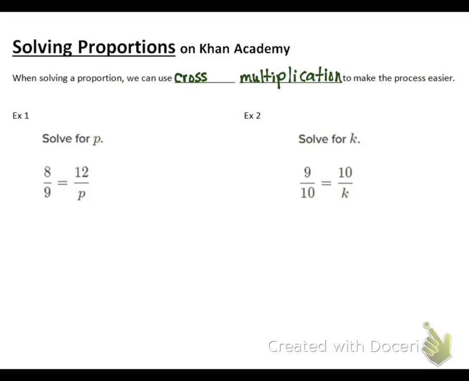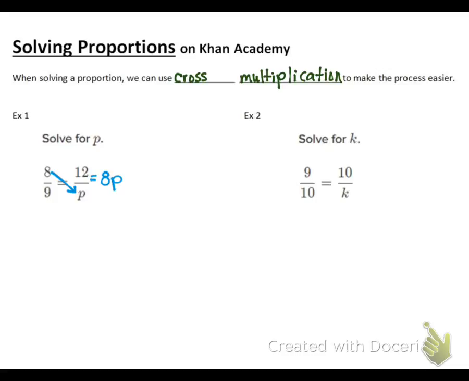So for our first problem, it says solve for p. 8/9 equals 12 over p. We're trying to determine what number value p equals. So I'm going to cross multiply. I start at my top left and go down to my bottom right. So 8 times p, I can just write 8p. I don't need to do a little dot or anything.